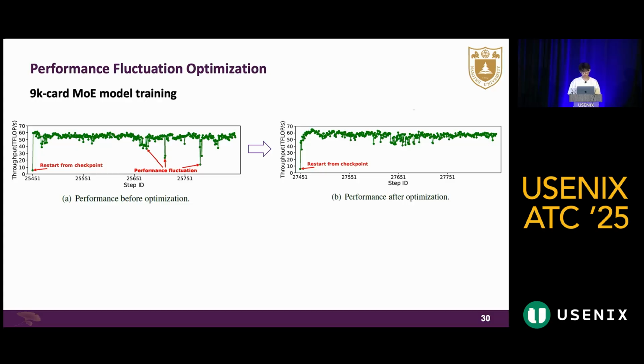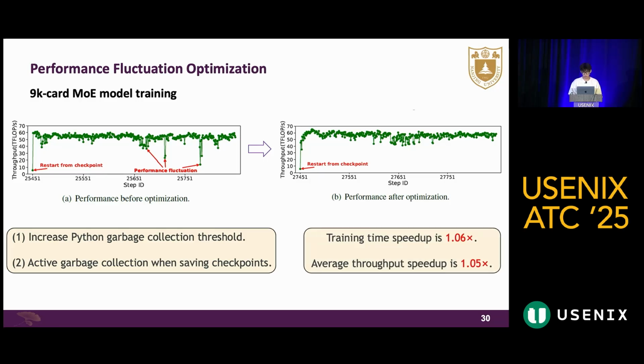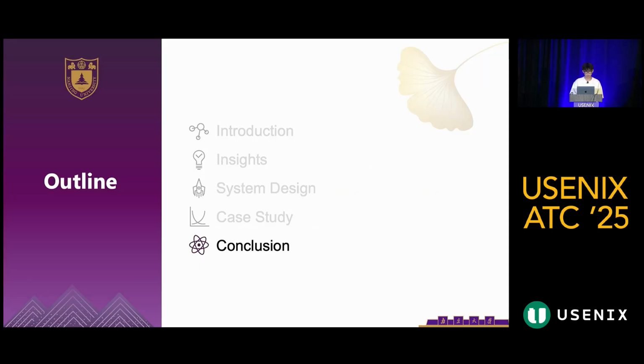Another common challenge Hermes can solve is the performance fluctuation in long-run jobs. We observed this during a large-scale MoE model training on 9,000 cards, where Python's garbage collection was a primary cause. By increasing the garbage collection threshold and actively performing garbage collection during checkpoint saves, we significantly reduced this fluctuation and achieved a 1.05 times average throughput speedup.